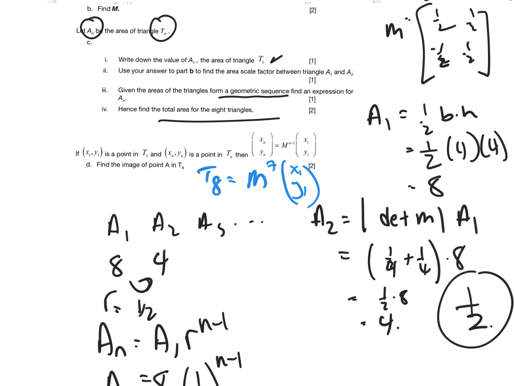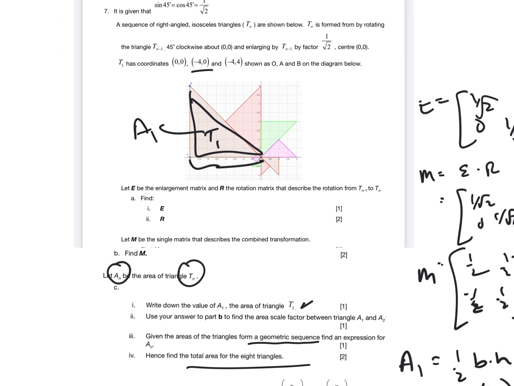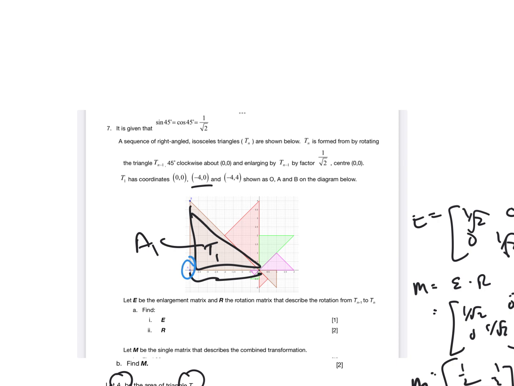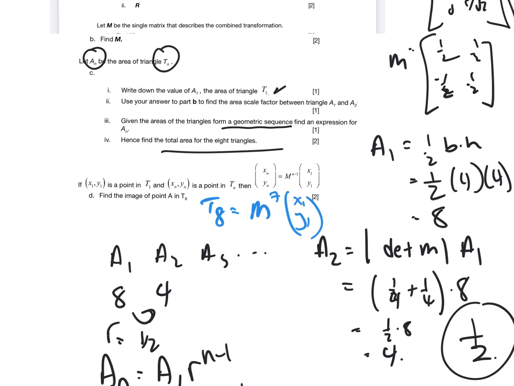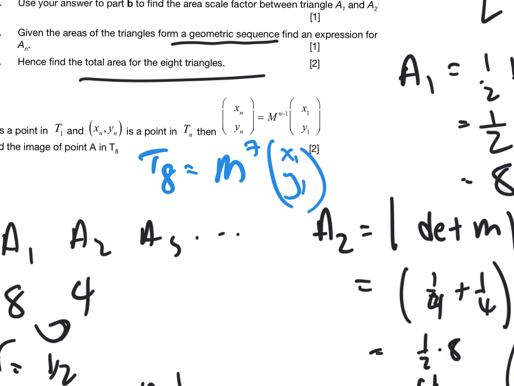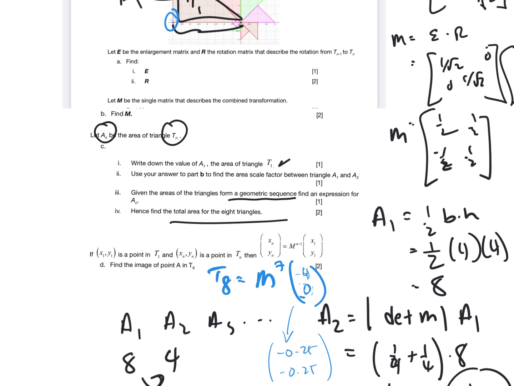And if I consider point A, specifically what I know is that point A is (-4, 0). So if I change this x1, y1 specifically to (-4, 0), and if I multiply that out with my calculator, I should get (-0.25, -0.25). So that is how we do this particular question, bit by bit.